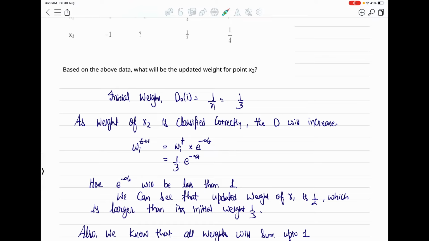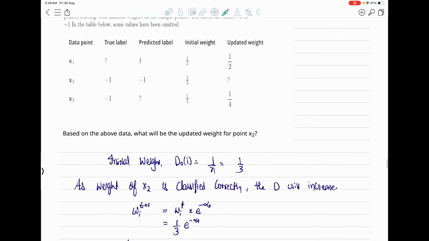We decrease it, right? D will decrease, that is, the distribution will decrease. Okay, so here Wt+1 is nothing but Wt times e to the power alpha t, right? And Wt is basically 1/3 and e equals minus alpha t. Now if you see, this whole term is less than or equal to 1, and this is 1/3, so it will be less.